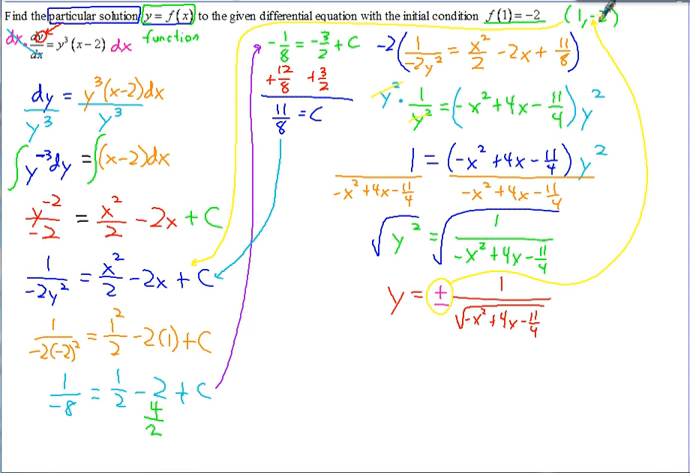Now if this had been a positive y coordinate as our initial condition, then we would know it would have to be the plus rather than the minus. So that's how you can determine on this type of problem which one it is. So your final answer for the particular solution would be y equals negative 1 over the square root of negative x squared plus 4x minus 11/4.